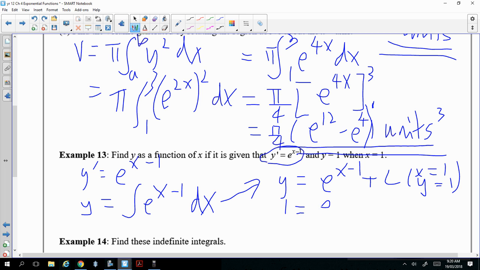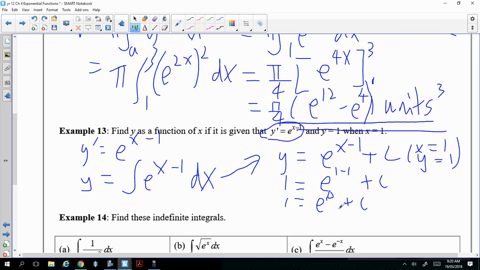1 equal to e to the power 0 plus c. E to the power 0 is 1. So you get 1 equal to 1 plus c. So therefore c is 0. And then you make sure you update the formula. Therefore y equal to e to the power x minus 1. Right, that's the final answer.